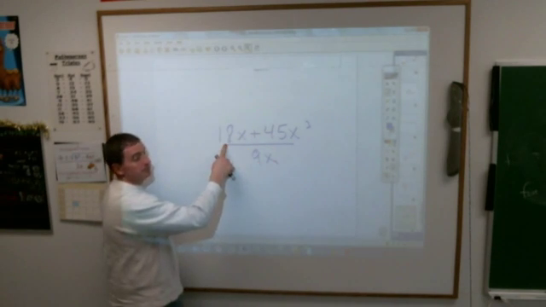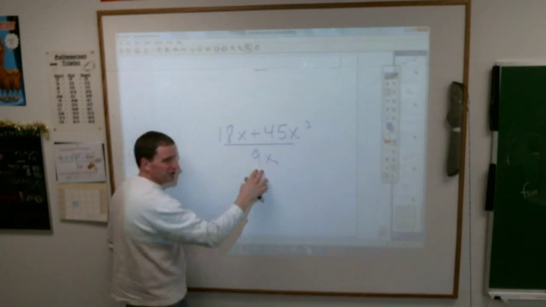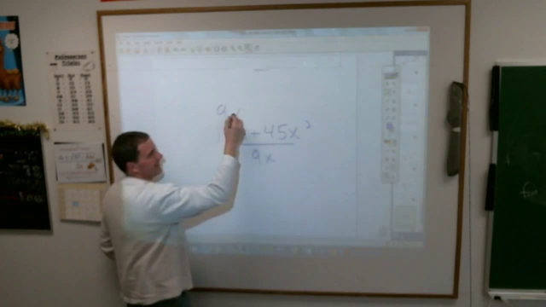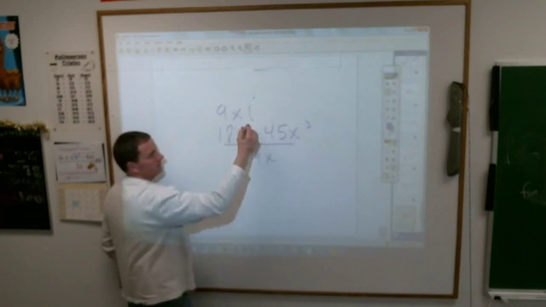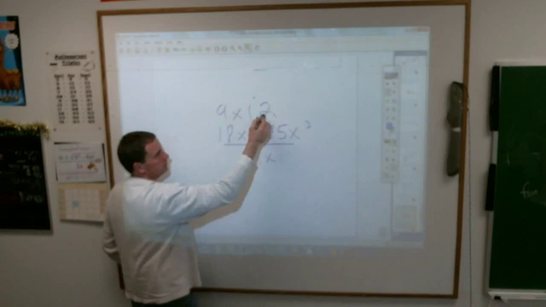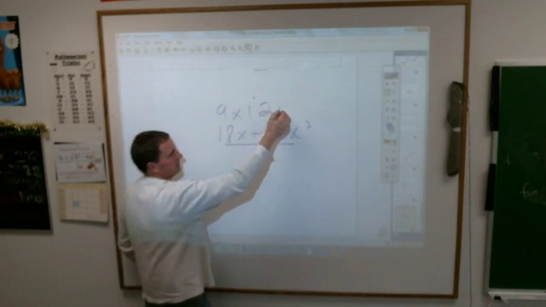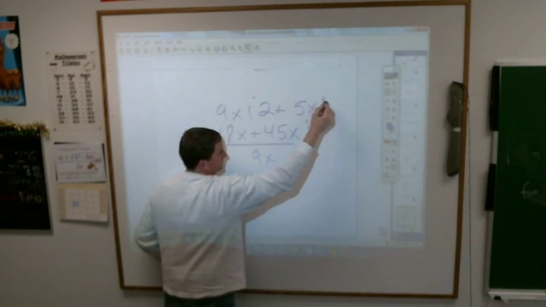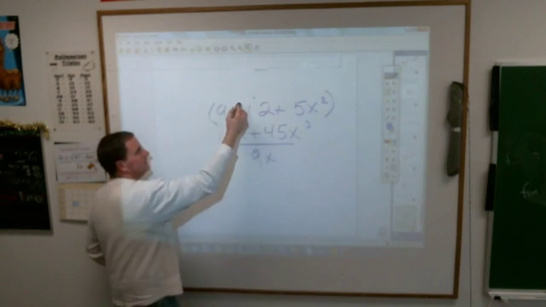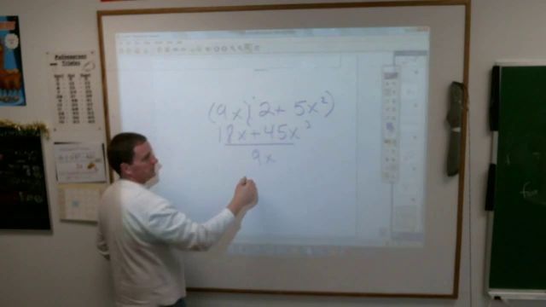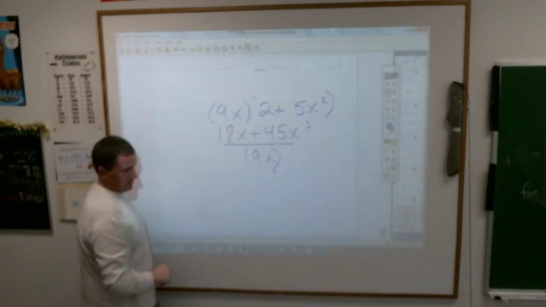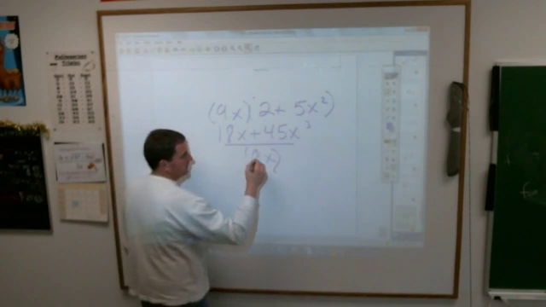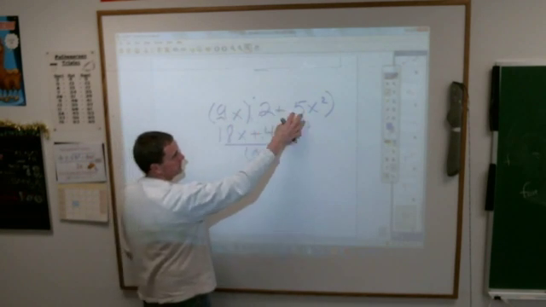Well, I'd think 9. They always try to make them kind of work out. So I would think 9 first. If you take a 9 and an x out, because they both have x's, you're left with a 2. 9x times 2 is 18. 9x times what is 45x cubed? 5x squared. Now these two are factors of each other, and this is a factor. There's no addition sign there. So you could cross off this and that, and you're left with just that.